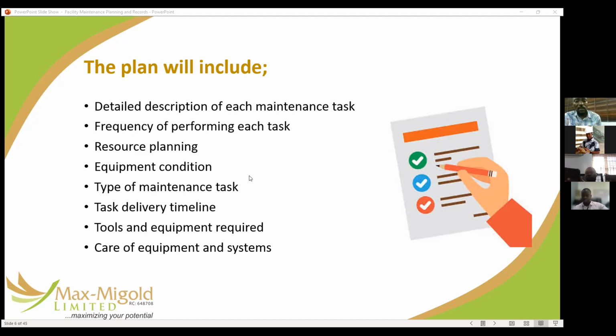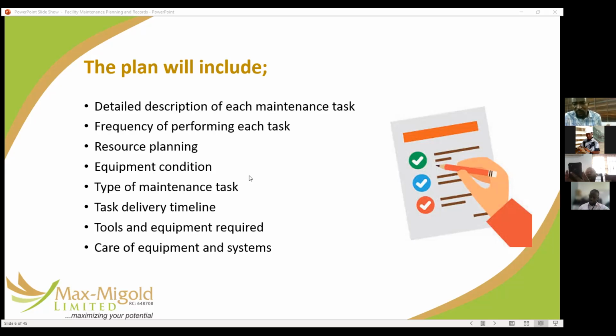Then what is the type of the maintenance task you need to perform? Is it preventive? Is it predictive? Is it reactive maintenance or whatever? So you need to determine the type you are going to perform. You know definitely when you are performing your preventive, it requires you to shut down the entire system. Predictive might not require shutting down the entire system because you are only monitoring the condition of the equipment. Predictive doesn't mean that the equipment has finally broken down.